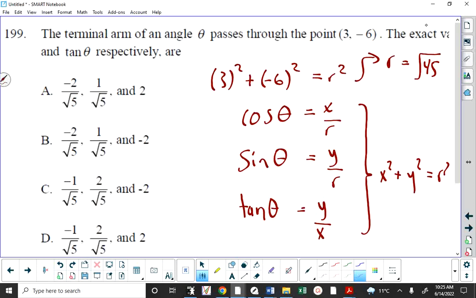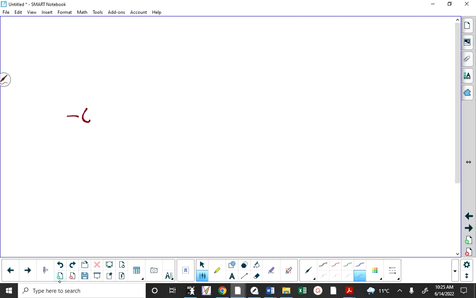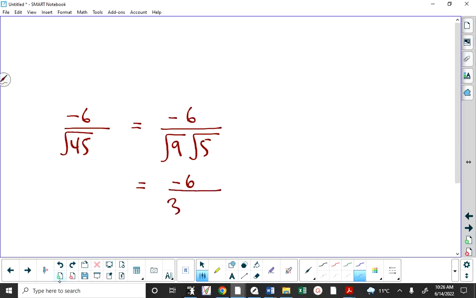But unfortunately, that's not there. However, -6 over root 45 is the same as -6 over root 9 root 5. So what we're doing here is simplifying the radical for root 45. 9 is a perfect square that goes into 45. This gives me -6 over 3 root 5, and -6 over 3 is -2. You can proceed and finish the question now.